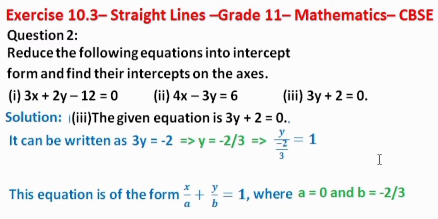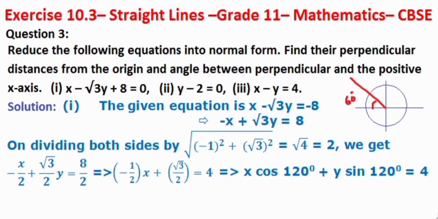Come on, let us discuss the next question, question number 3 from the same exercise. Reduce the following equations into normal form. Find the perpendicular distances from the origin and the angle between the perpendicular and the positive x-axis. From the positive x-axis you have to see. First question: x minus root 3y plus 8 equal to 0. Second question: y minus 2 is equal to 0. Third question: x minus 4 is equal to 0.